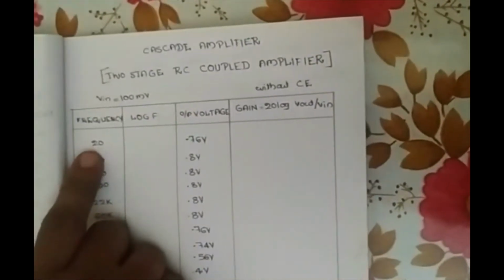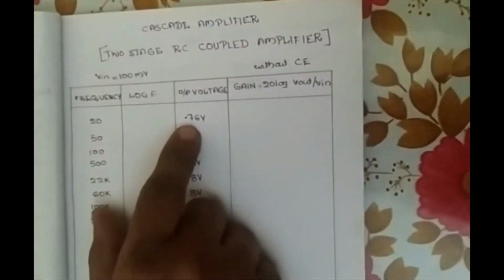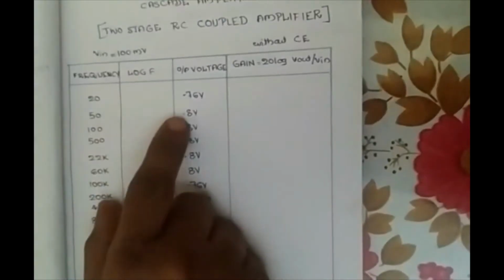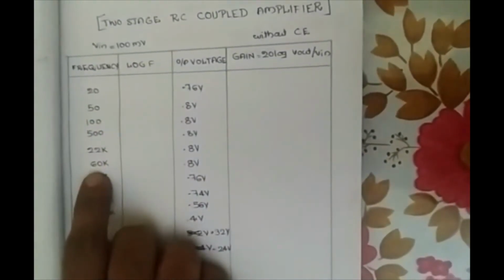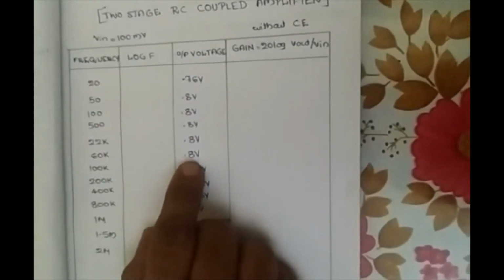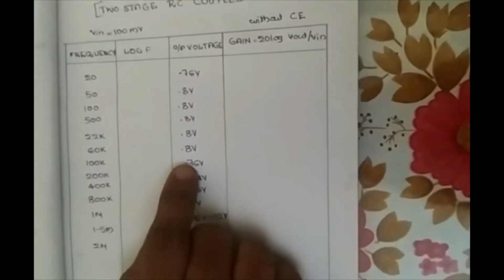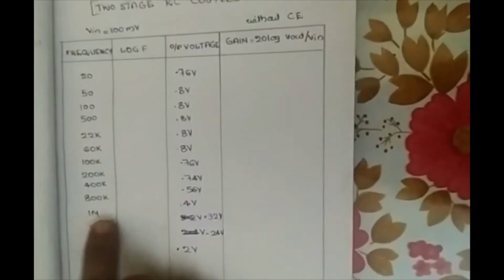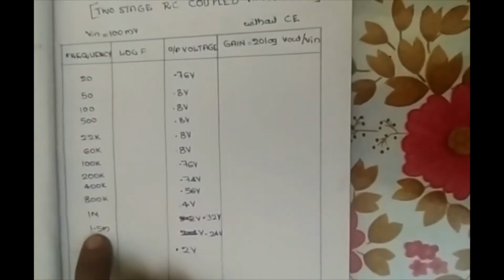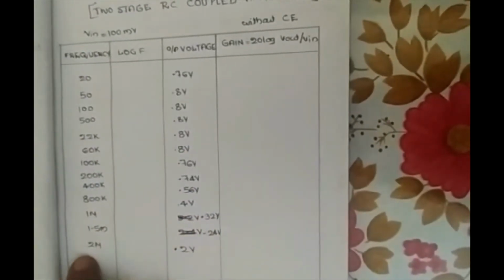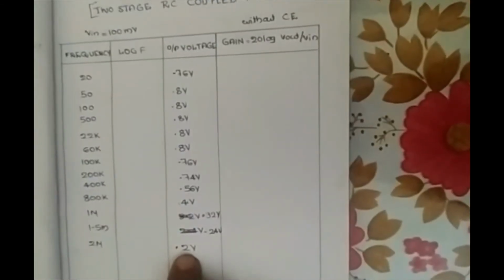At 20 Hz, output is equal to 0.76 volt. 50 Hz, 0.8 volt. Up to 60 kHz, output voltage is 0.8 volt. 100 kHz, 0.76 volt. 200 kHz, 0.74. 400 kHz, 0.56. 800 kHz, 0.4. 1 MHz, 0.32. 1.5 MHz, 0.24. 2 MHz, 0.2 volt.